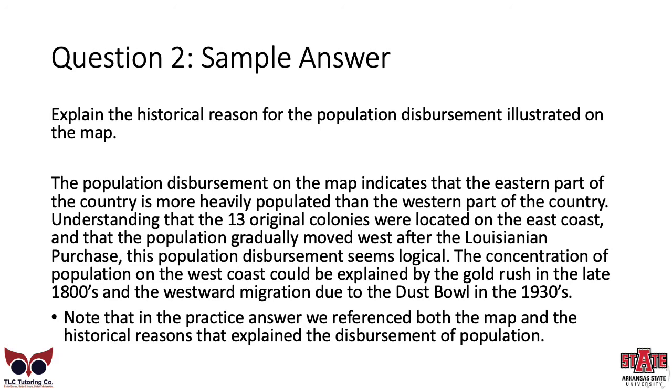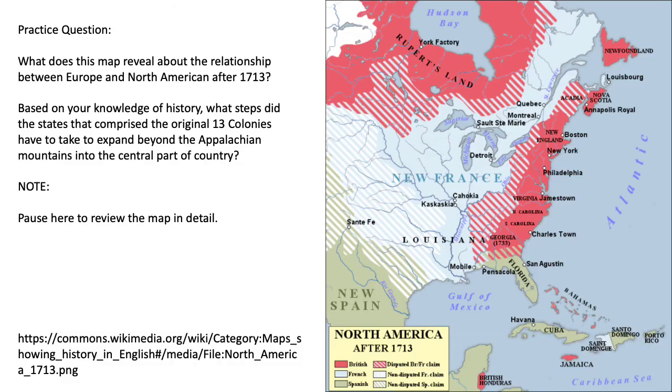Note that in the practice answer we referenced both the map and the historical reasons that would explain the disbursement of population. Practice question. What does this map reveal about the relationship between Europe and North America after 1713? Based on your knowledge of history, what steps did the states that comprised the original 13 colonies have to take to expand beyond the Appalachian Mountains into the central part of the country?